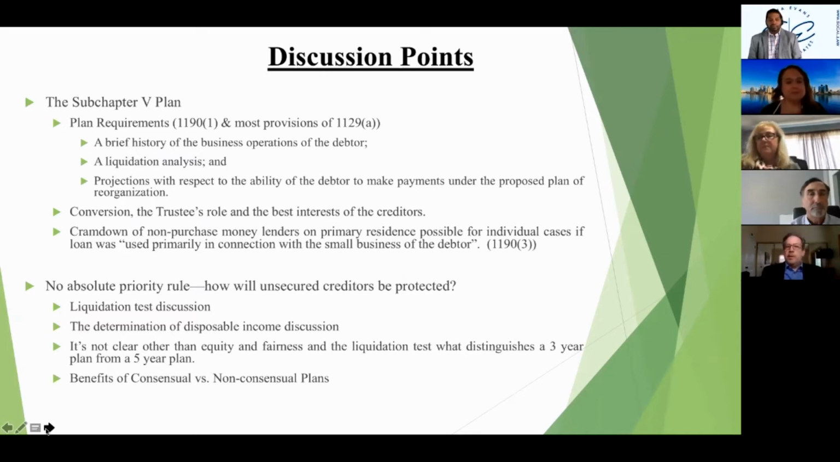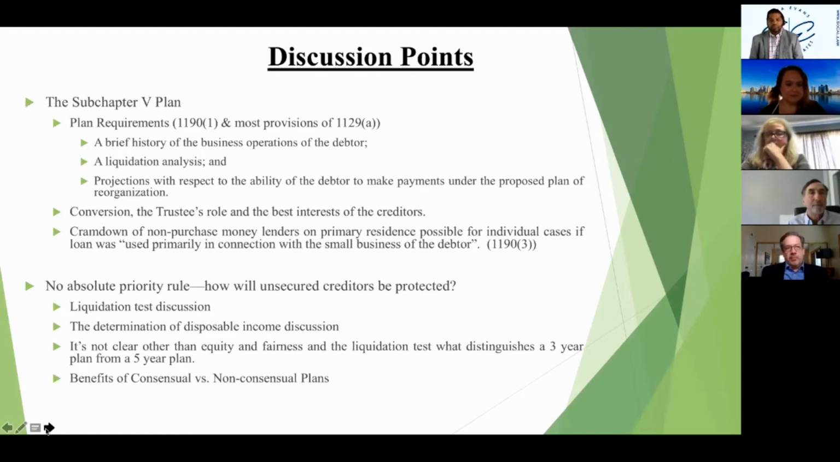Sure. So this slide, and thank you, Gary. Thanks, everybody, for attending. This slide here shows the plan requirements for Subchapter 5. And there's not a disclosure statement requirement as there is in regular Chapter 11, unless the court orders otherwise for cause. And so what you see here are basically the three requirements that must go into the plan, and supplant the disclosure statement requirements.